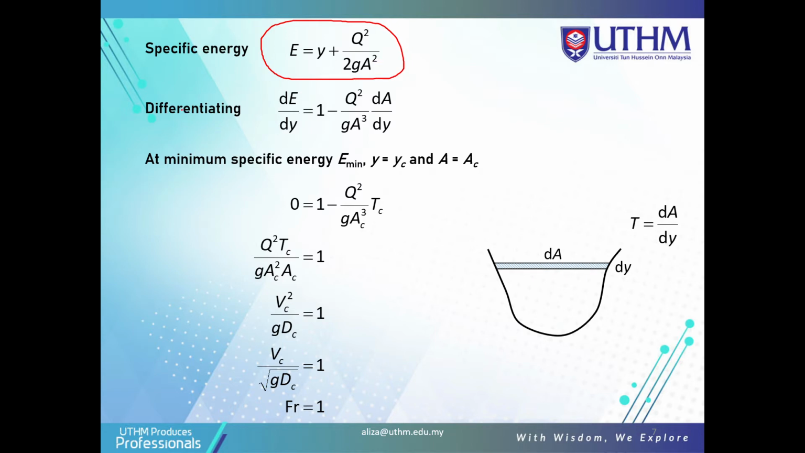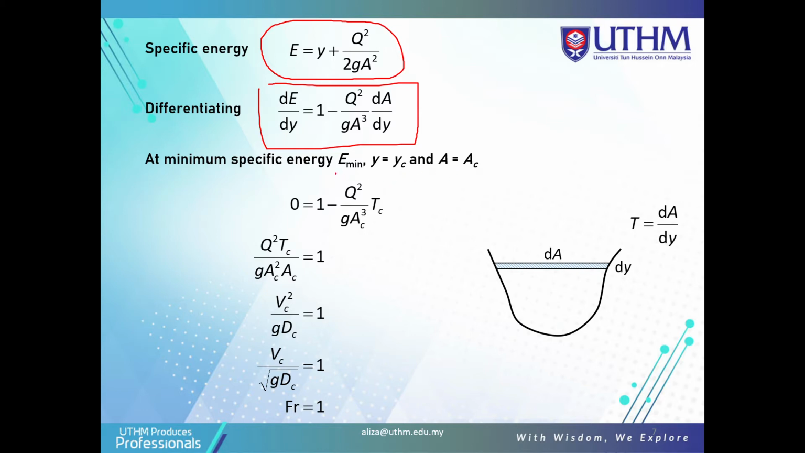now we differentiate this formula using dE over dy. You get dE over dy equal to 1 minus Q squared over gA cubed times dA over dy. At minimum specific energy, E minimum, y is equal to yc and A is equal to Ac.